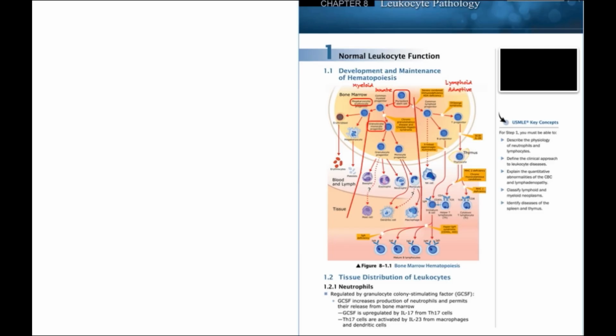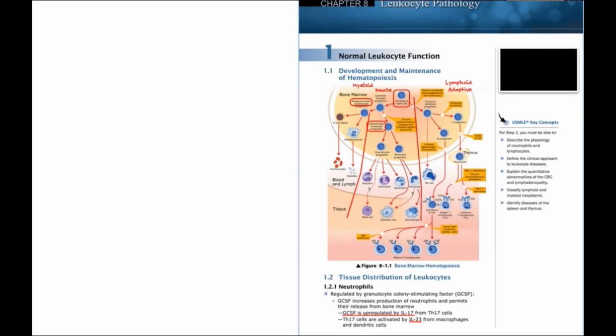Overall, we see upregulation of our granulocyte stimulating factor by IL-17 from the Th17 lymphocytes. These, in turn, are activated by IL-23 from macrophages and dendritic cells. Let's just put that in a clinical perspective. If I have a serious soft tissue infection in the leg, for example, then how would the bone marrow know that systemic recruitment is required?